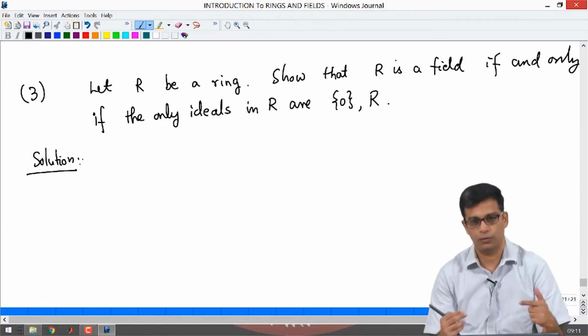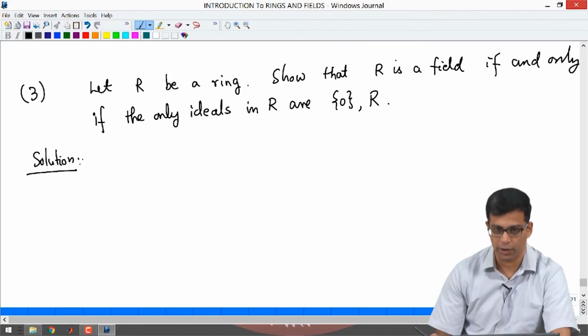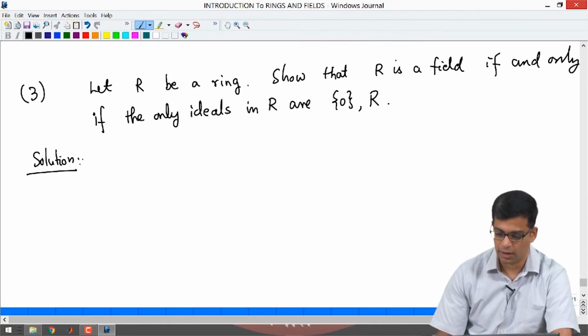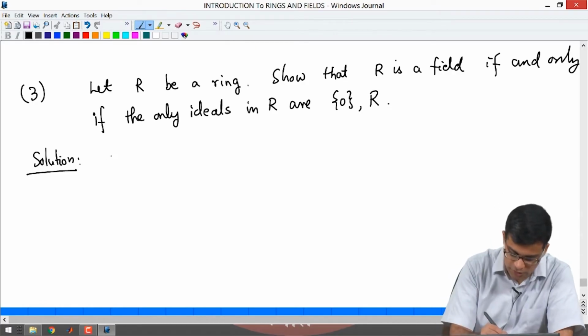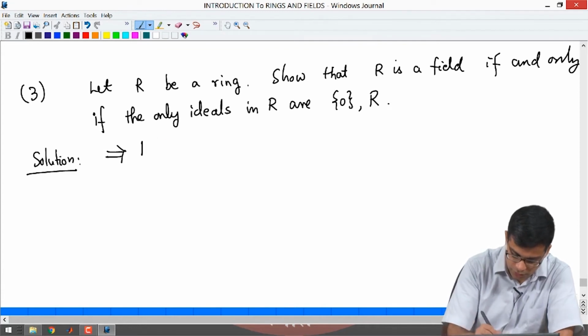Okay. So, we have to prove two implications. If R is a field, we have to show that it has only two ideals, and if R is any ring which has only two ideals, then R is a field. So, let us first assume this direction. Let us assume that R is a field.